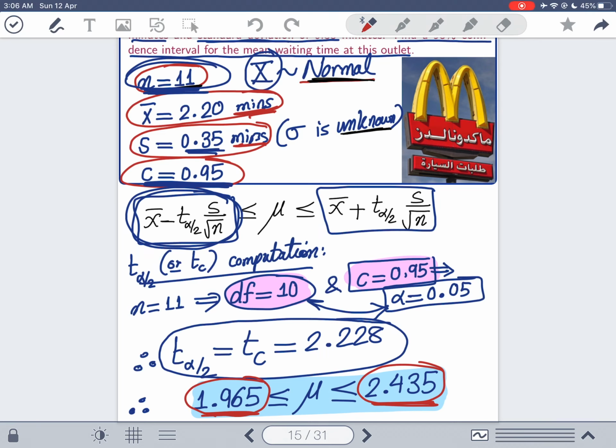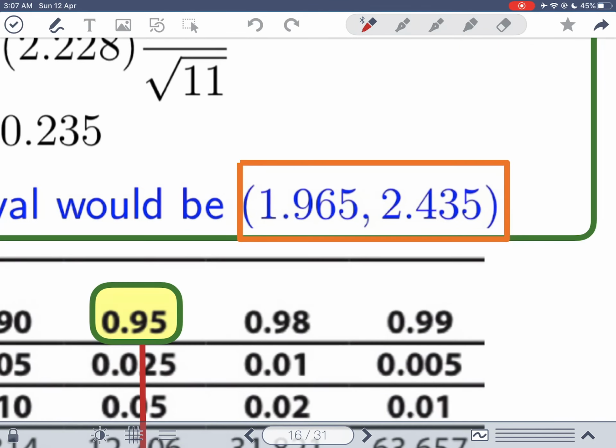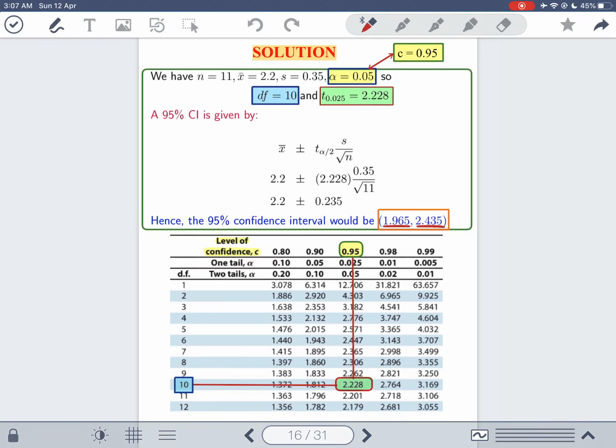And just one thing, remember what we called this? We called it the lower confidence limit. And this upper one, we called it the upper confidence limit. Good. Let's check that our answer is correct. Just remember these two numbers, 1.965 and 2.435. Look, 1.965, 2.435. Okay, and this is the full solution.